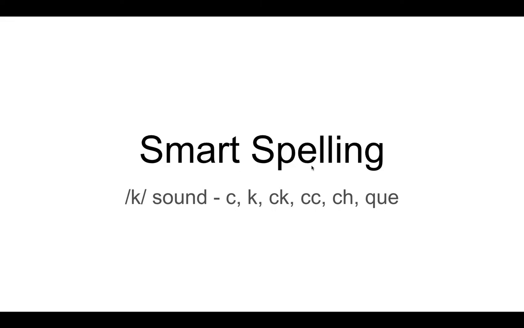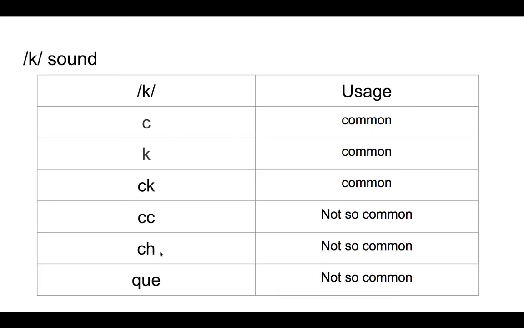Smart spelling. Today we are going to have a look at the sound k. This sound can be represented in different forms using different letters or different combinations of letters. So these are the different ways in which the sound k could be written. The first three are used commonly and the next three are not so commonly used.